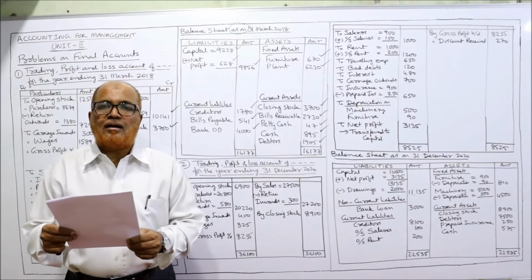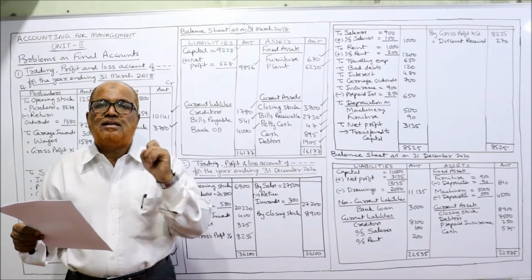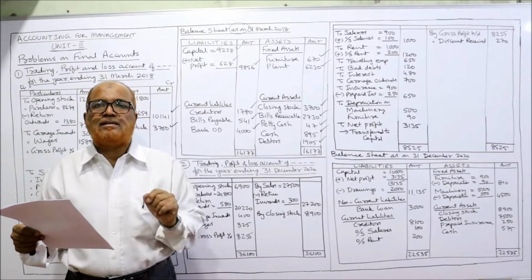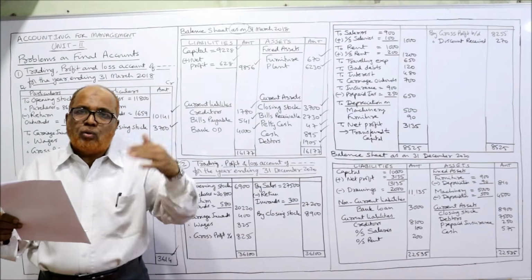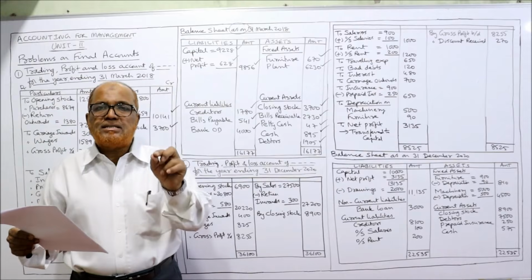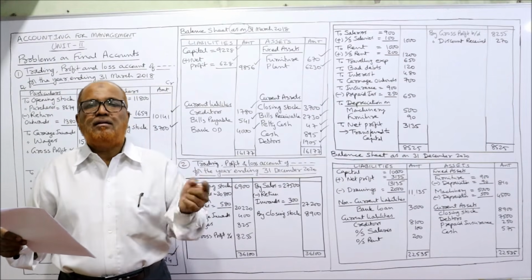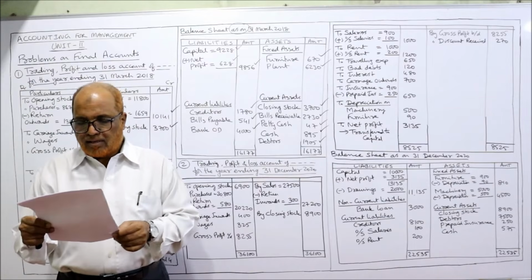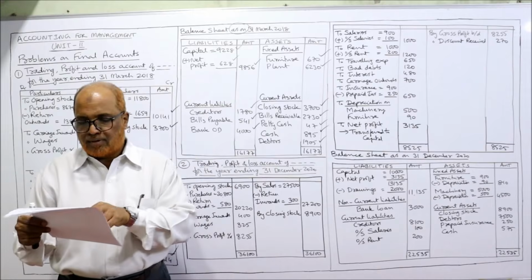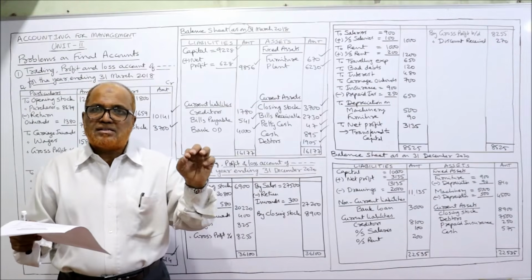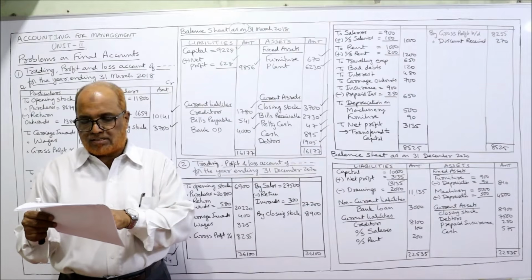Debtors, current asset. Return inward, it's a sales return. Deduct from sales in the trading account. Then return outward, it's a purchase return. Deduct from purchases on the trading account debit side. Then carriage inward, debit side trading. Wages, debit side trading. Salaries, profit and loss account debit side.